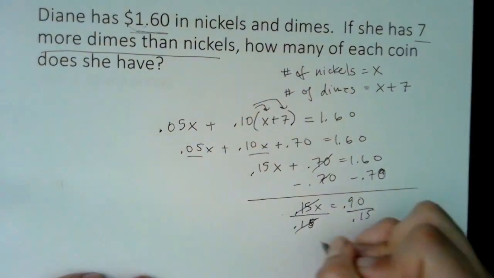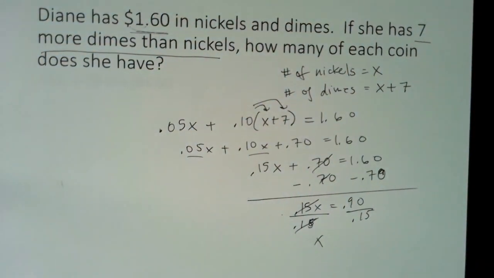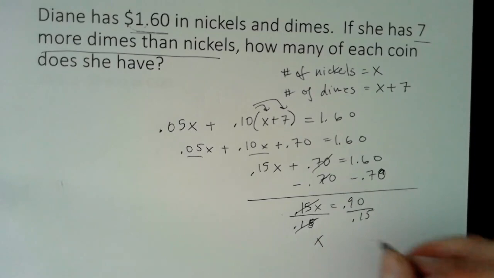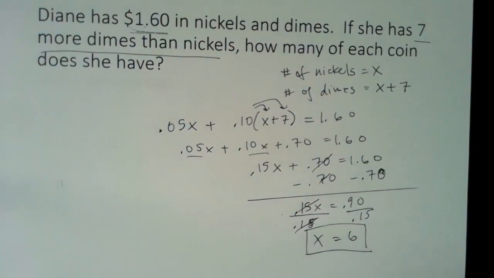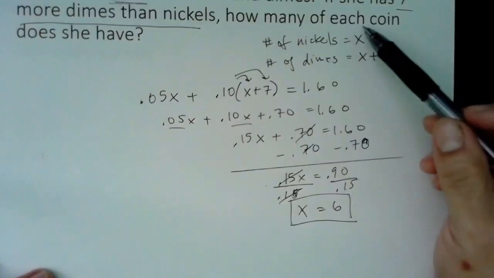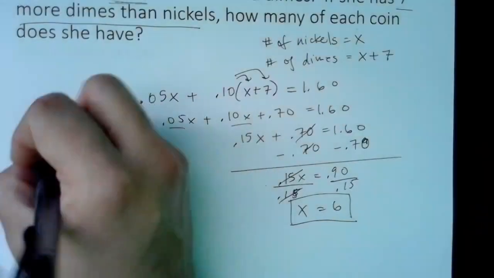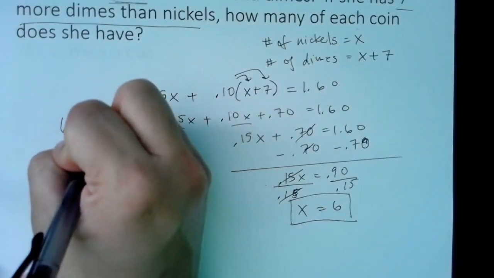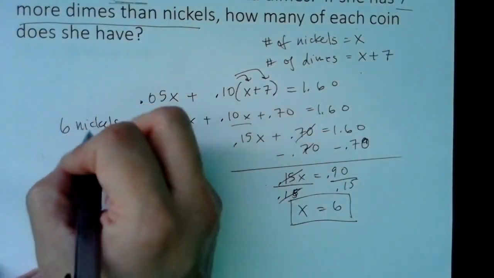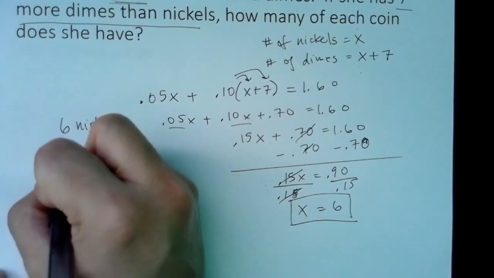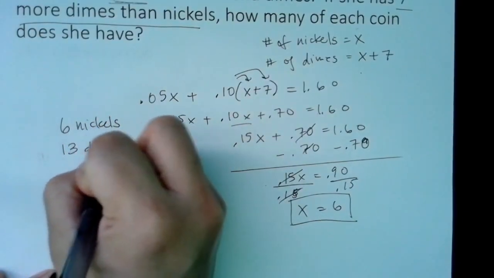So then x is going to be 6. x is the number of nickels, so she's going to have 6 nickels, and then how many dimes? 7 more dimes, so 6 plus 7 is 13 dimes. Okay.